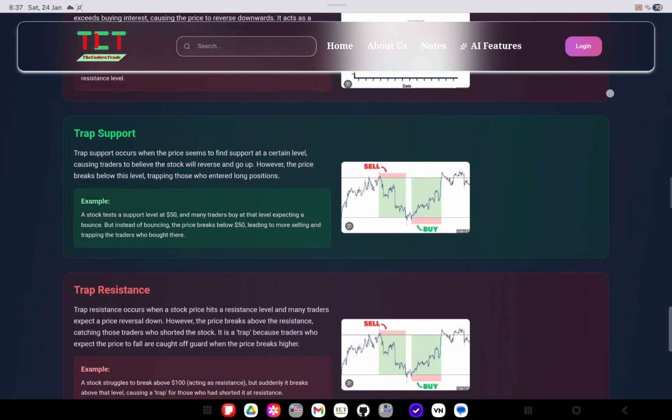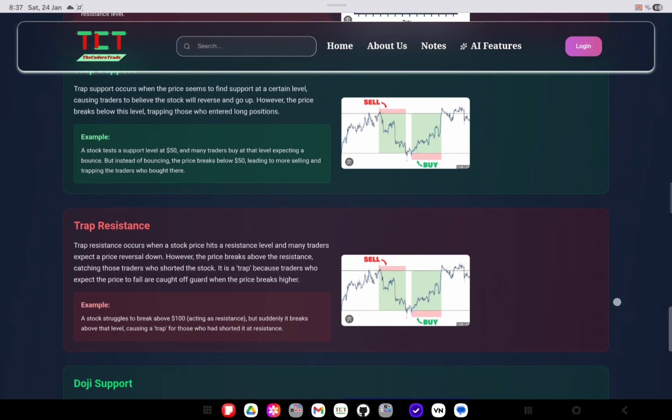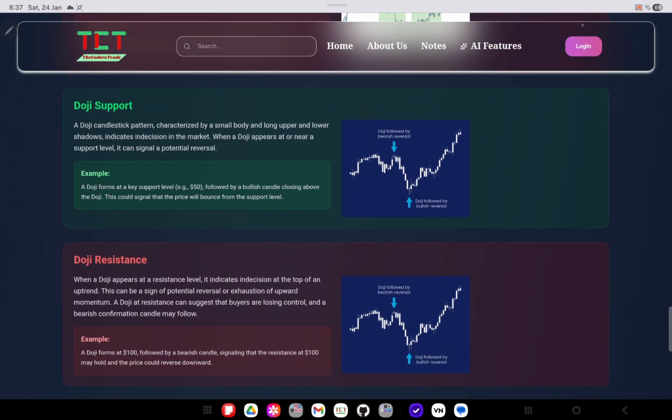It's simple, but don't get too comfortable. The market loves to play games with regular levels. Next up, watch out for the traps. That is, trap support and resistance. A trap support happens when the price fakes a break below the floor to scare you into selling, only to rocket back up seconds later. Same for trap resistance. It tricks the breakout buyers and then crashes. Don't be the exit liquidity for the big players.